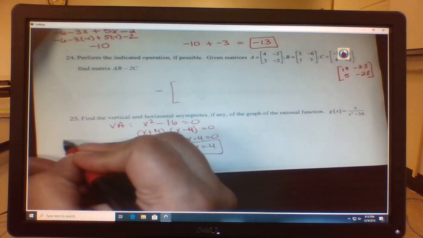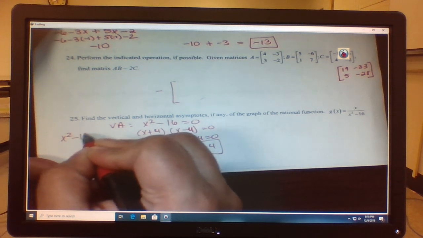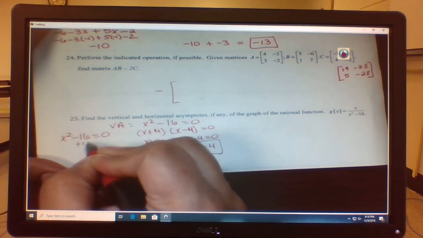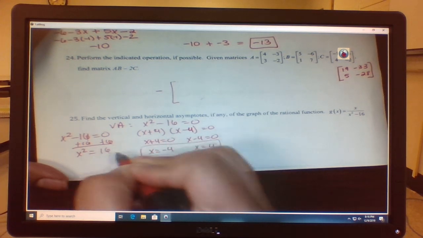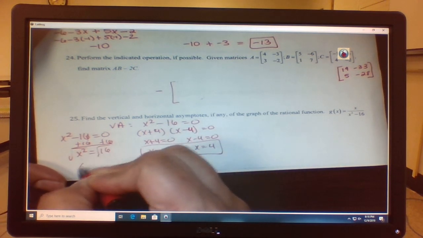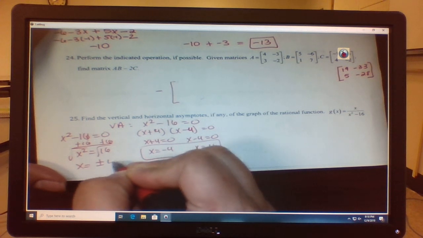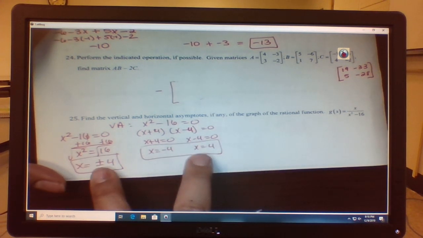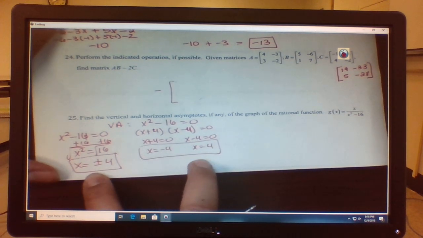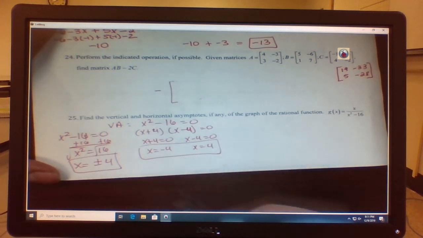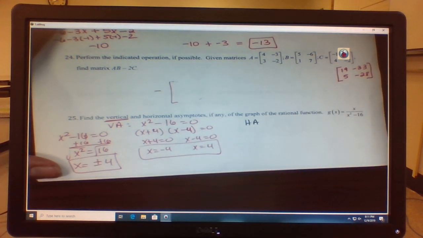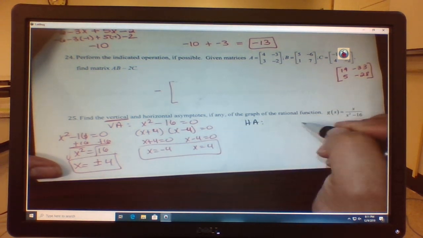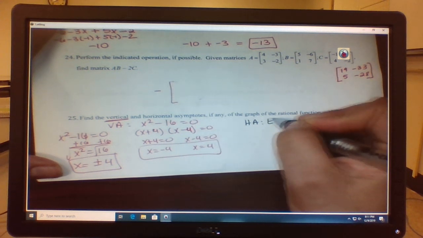So these are my two answers. Or you could have gone this way. Hey, I could add 16. I get x squared is 16. Can I take the square root of it? Oh, sure I can. It's plus or minus 4. Same answer, just different ways to work it out. So that's your vertical. How do you find the horizontal? What do I have to look at for the horizontal? The top, the exponents. Exponents.